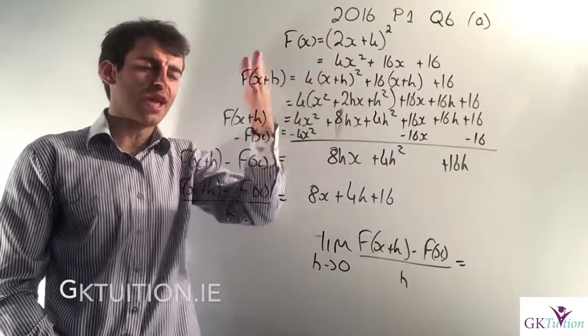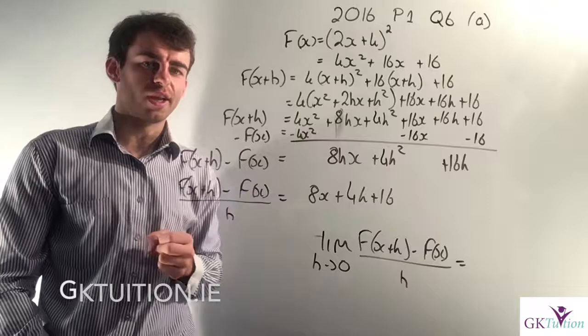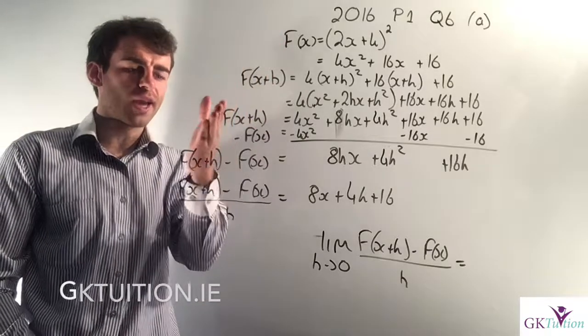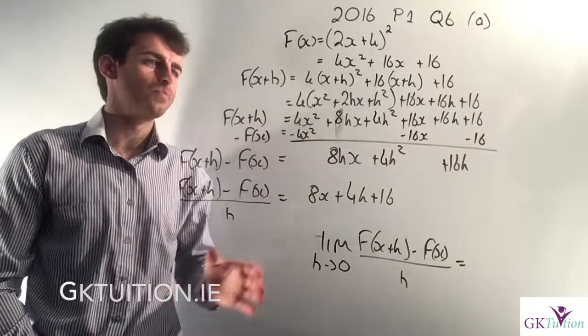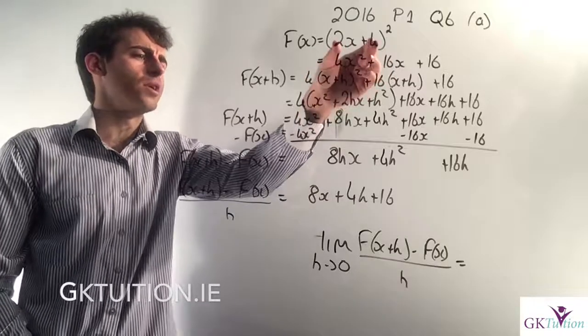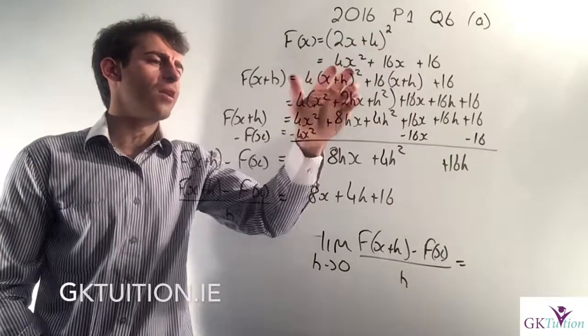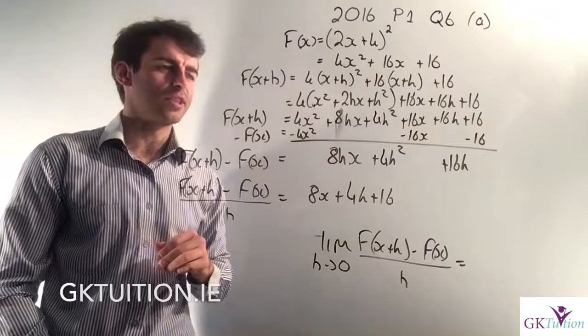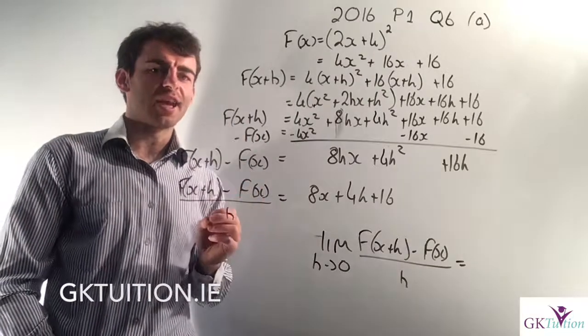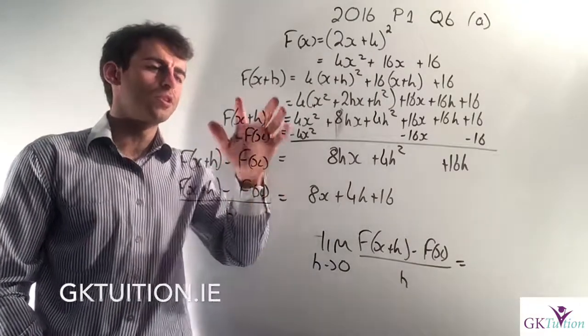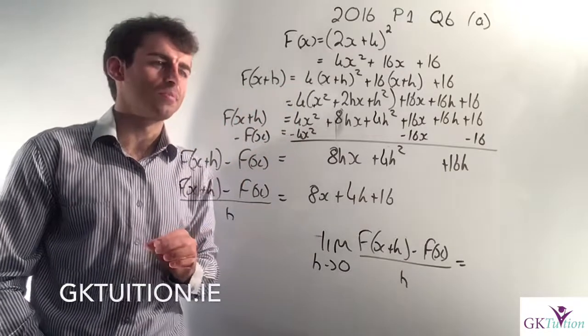In these questions, the left-hand side is just as important as the right-hand side, so make sure you're writing out the same as what I do on the left. The first thing I did was I multiplied 2x plus 4 by itself, and I got 4x squared plus 16x plus 16. Now the second step in differentiation from first principles is to get f of x plus h.